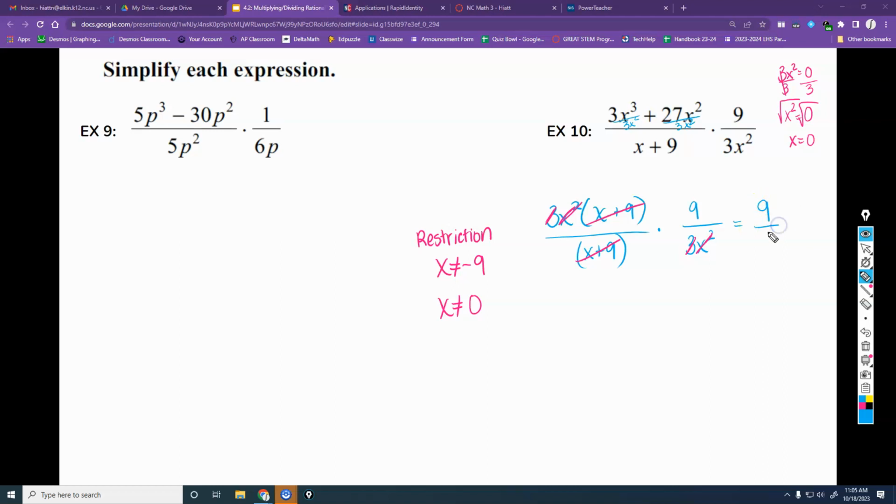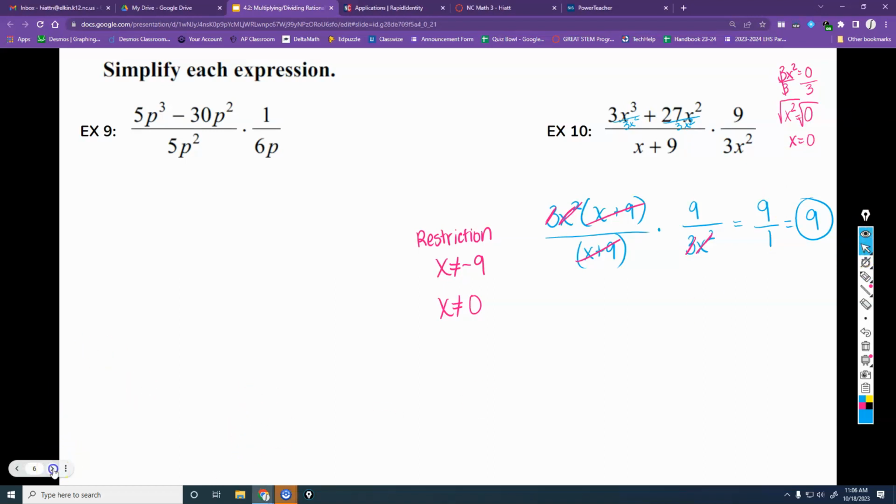I don't have to put anything on the bottom. If you wanted to, you could put a 1, but it looks better if you just put the 9, because if you're missing something in the top, you've got to put a 1 there. If it's missing in the bottom, you don't have to put the 1. You could, and it's still right. Okay, is that good?